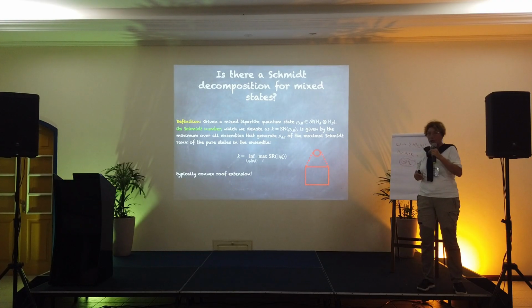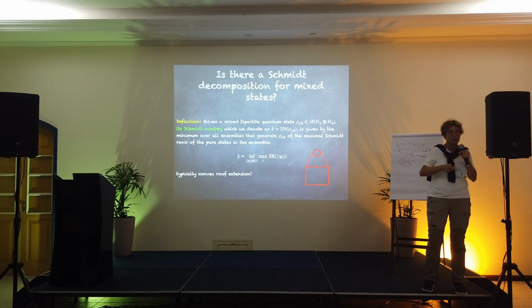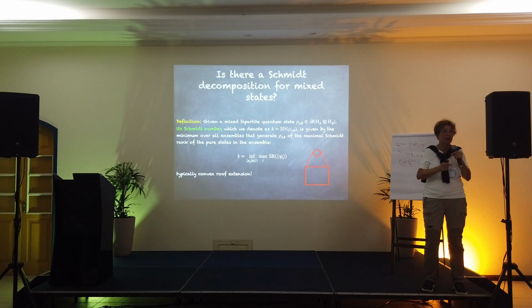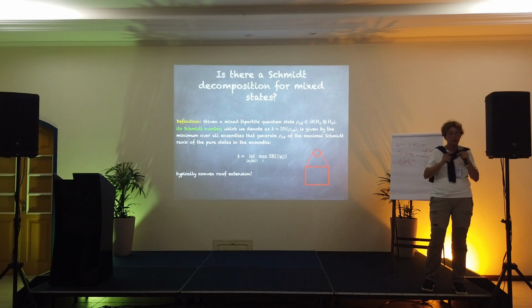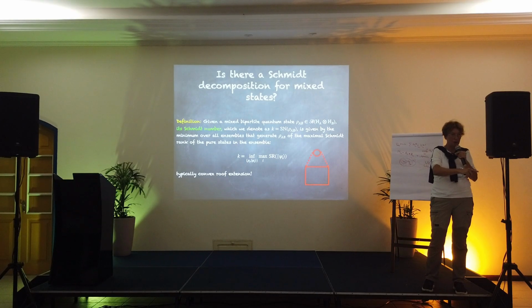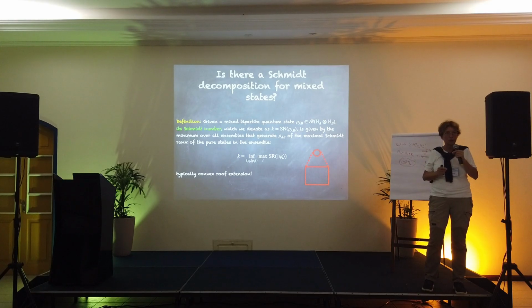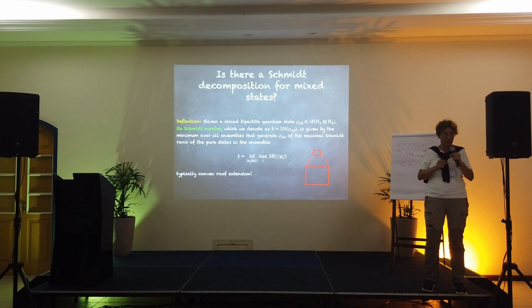Now I want not only to detect if my mixed bipartite state is entangled, but I also want to say how entangled it is. So I want to use all these things to show that I can say something about how entangled it is. For pure states, we have the Schmidt rank. With a pure bipartite state, the Schmidt rank gives everything. So I'm going to do the same for mixed states.